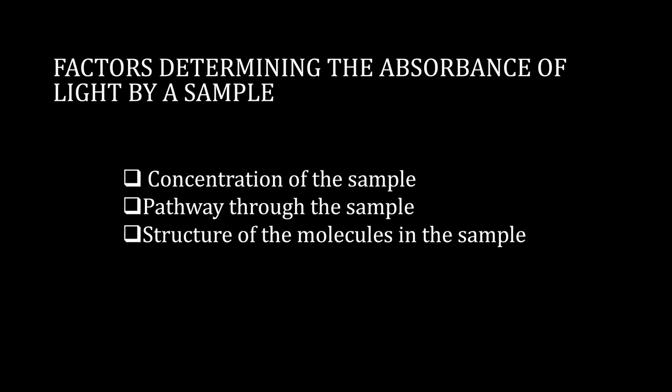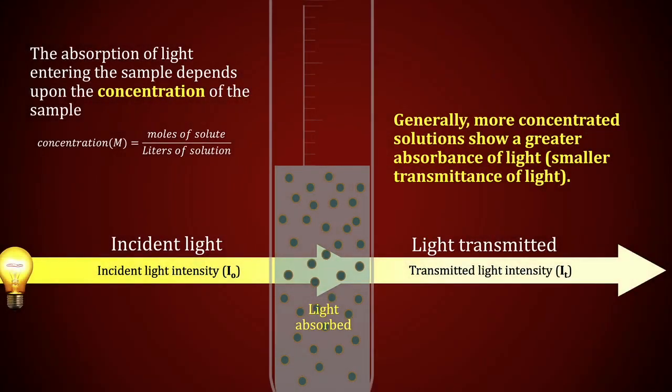The factors that affect the absorbance of light are the following: the concentration of the sample, the pathway through the sample, as well as the structure of the molecules in the sample. The concentration of the solution refers to the number of solute particles in the sample per unit volume. Generally, having more particles in the solution will correspond to a greater absorbance.